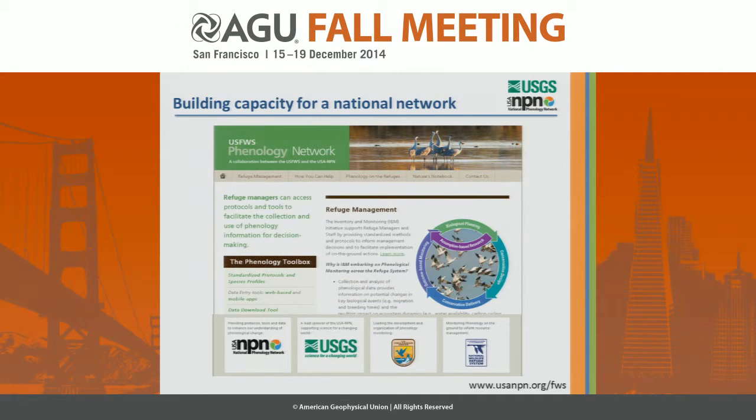I'll start with the Fish and Wildlife Service. Fish and Wildlife Service has actually provided some resources to us in an interagency agreement to create a landing page in a format friendly to the Fish and Wildlife Service, in particular the refuge system, where you can go to the website.